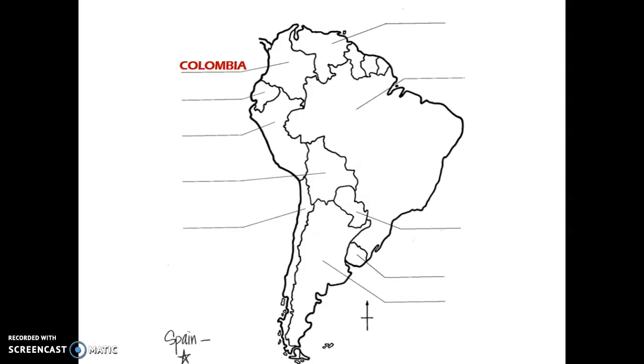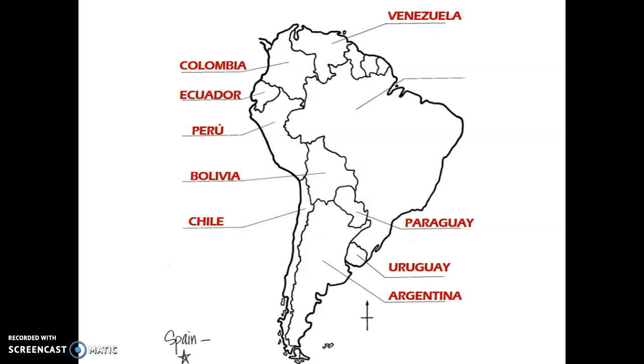Colombia is attached to Panama. Then it's Ecuador, Peru, notice the accent over the U, Bolivia in the center, Chile along the left side, Argentina, remember a G-E sounds like an H, Argentina, Uruguay, Paraguay, Venezuela at the very top, and then we are going to list Brazil, even though Brazil speaks Portuguese.